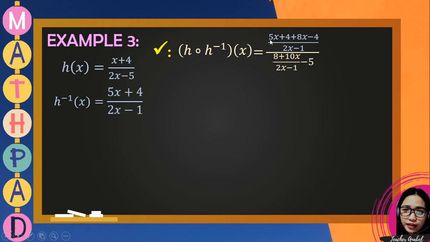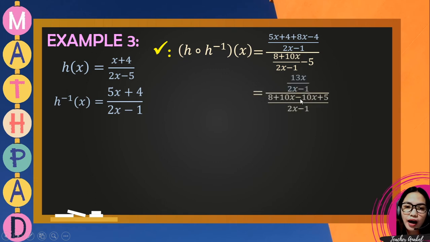So, dito, pwede na natin pagplasin si 5x at saka si 8x. Diba? So, 5x plus 8x is 13x. And then 4 minus 4 is 0. So, 13x na lang over 2x minus 1 sa taas.